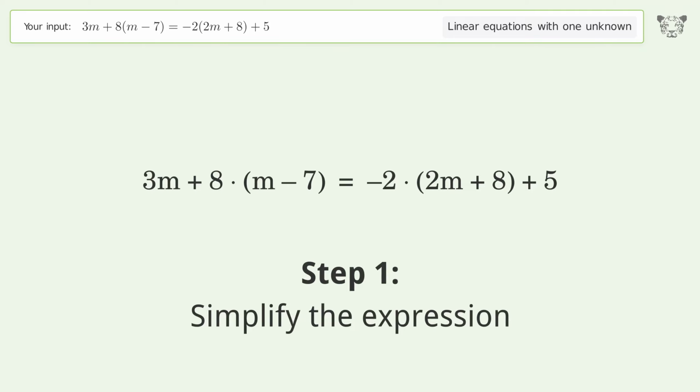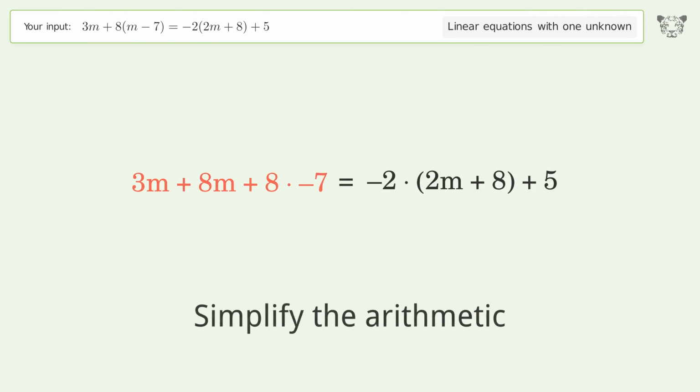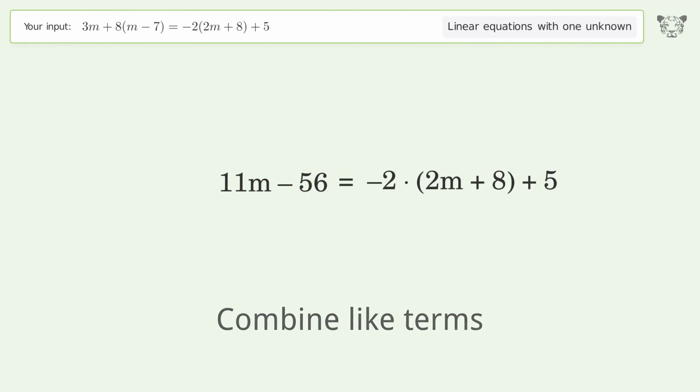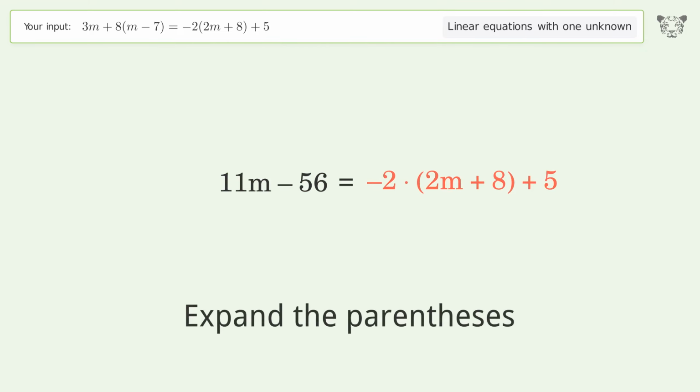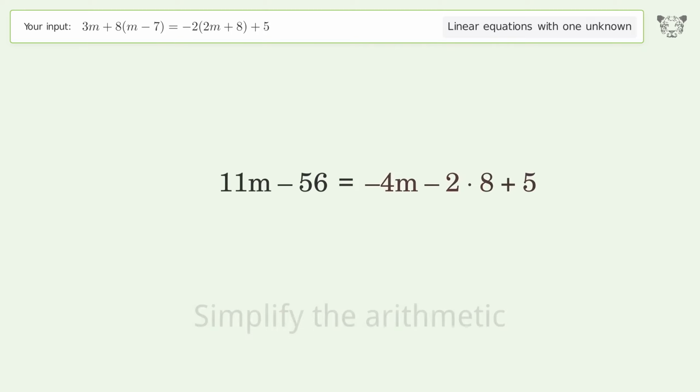Simplify the expression. Expand the parentheses. Simplify the arithmetic. Combine like terms. Expand the parentheses. Multiply the coefficients. Simplify the arithmetic.